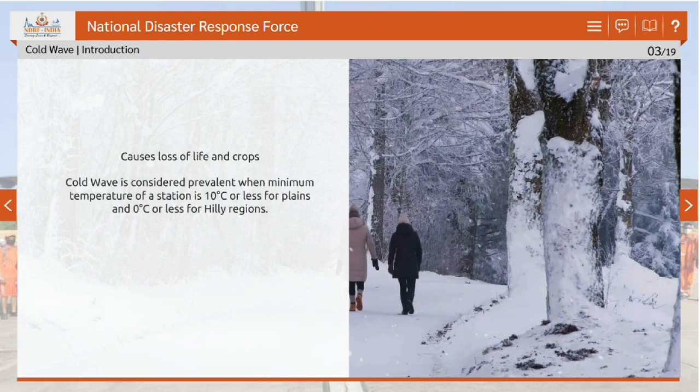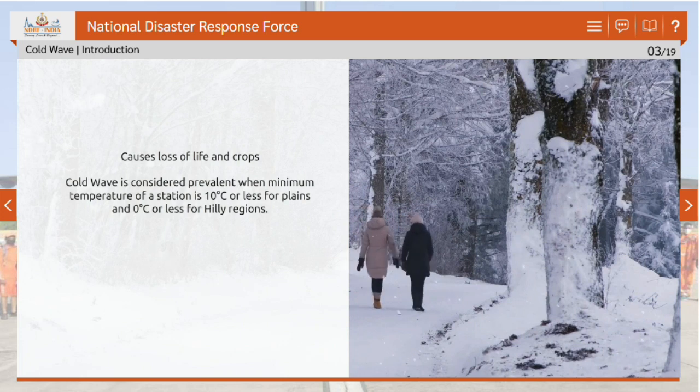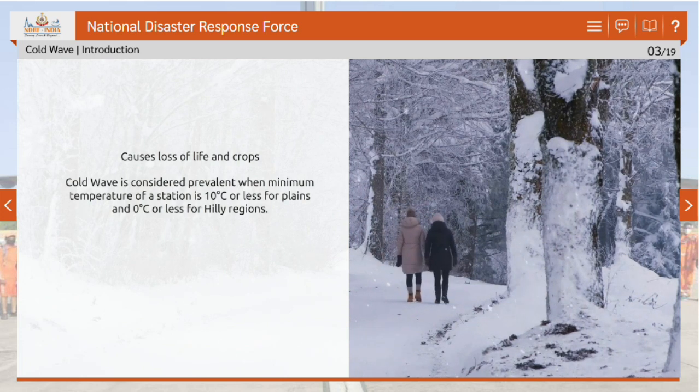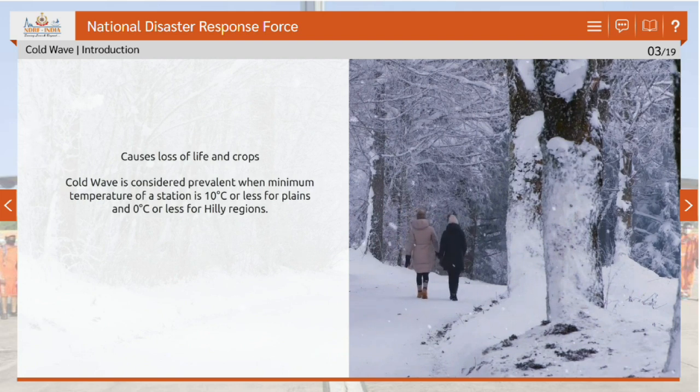Cold wave is considered prevalent when minimum temperature of a station is 10 degrees Celsius or less for plains and 0 degrees Celsius or less for hilly regions.